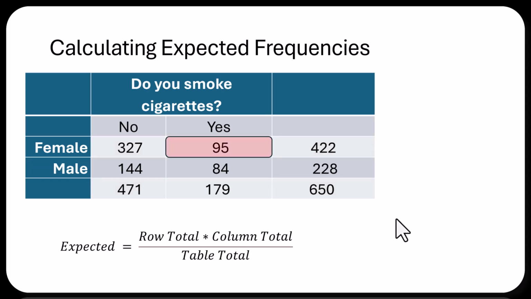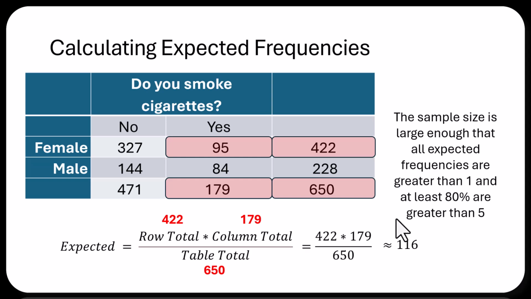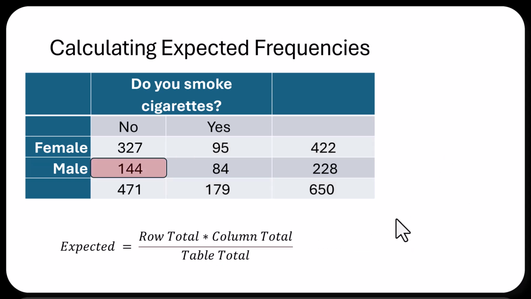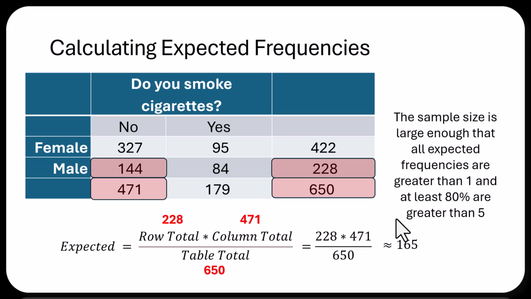So let's look at the females who said yes. So the row total is 422, the column total is 179, and of course the table total is still 650. Doing the math, we have an expected value of 116, which again is still greater than 5. Continuing on, the expected number of males who said no, we have a row total of 228, a column total of 471, and a table total of 650. When we do the math, we get an expected value of about 165, which is clearly greater than 5.